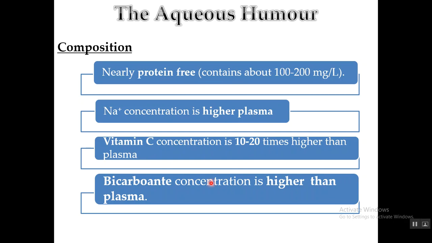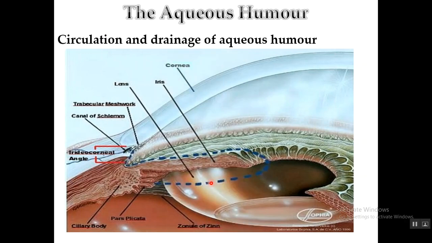The balance between its formation and its drainage is responsible for formation of what's called intraocular pressure. Again, the intraocular pressure, the pressure inside the eye, is formed by the balance between the rate of formation and the rate of drainage. What's meant by formation and drainage?